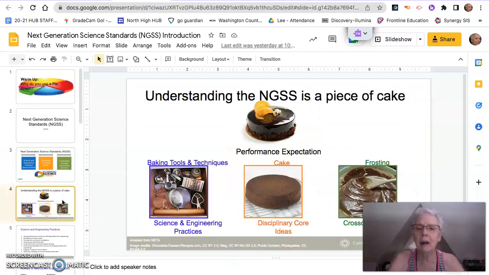So if we think about NGSS, we think about it as a cake. That's a good analogy. The baking tools and techniques to make this cake are your science and engineering practices. The cake itself is these core ideas that you need to learn. And the frosting connects all these things. So that is your cross-cutting concepts.